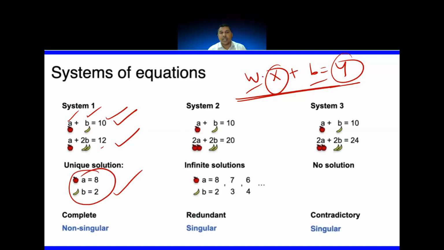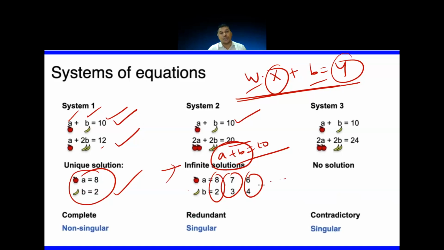Now take the second example here. We have the sum of apple plus banana is 10, 2 apples plus 2 bananas is 20. If I solve this, I still get an equation like this, A plus B equal to 10 only. So what are the possible values of A and B to make 10? Infinite number of values. I can put 8, 2, 7, 3, 6, 4, any number of values here. So we have an infinite number of solutions.